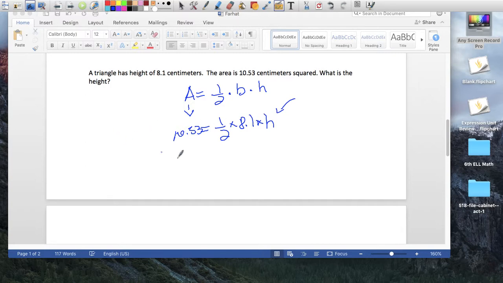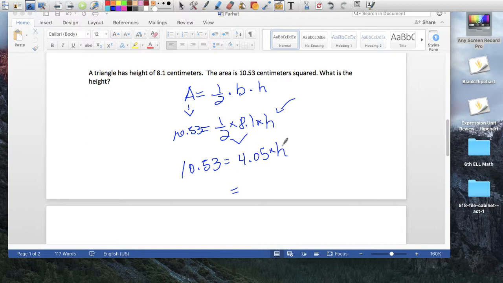Okay, so clean this up. 10.53 stays the same. I can multiply half and 8.1, those 2 numbers, and combine them into 1. So 8.1 divided by 2, which is the same thing as multiplying by half. So you should get 4.05h. Now, let me put a multiplication sign there just in case.